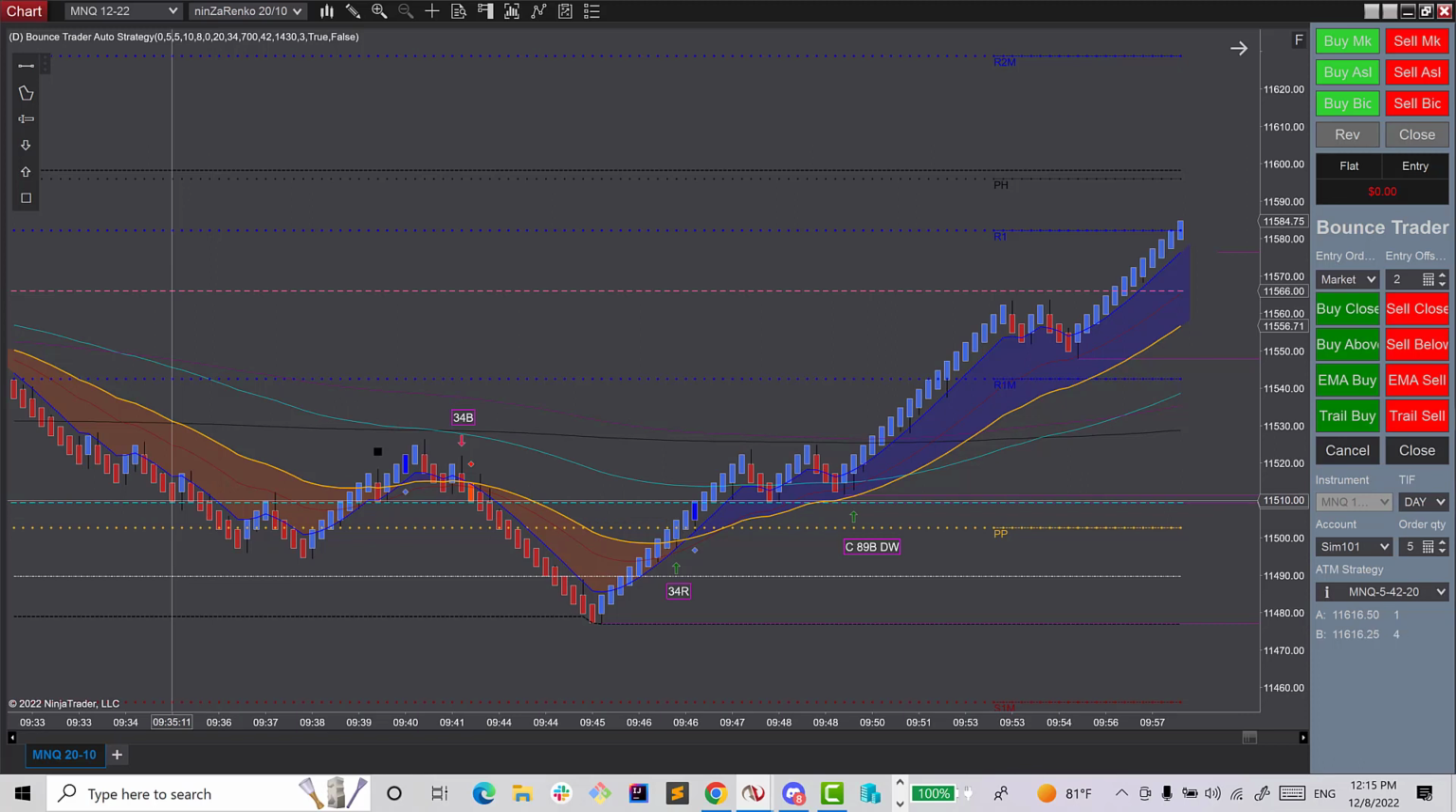Then price accelerates downwards to the settlement line. This cyan line is the settlement line and the yellow line is a pivot point. So it came back to this pivot, to this 34 EMA, and I took this trade, but I was taken out immediately, and it's reasonable because of these wicks here.